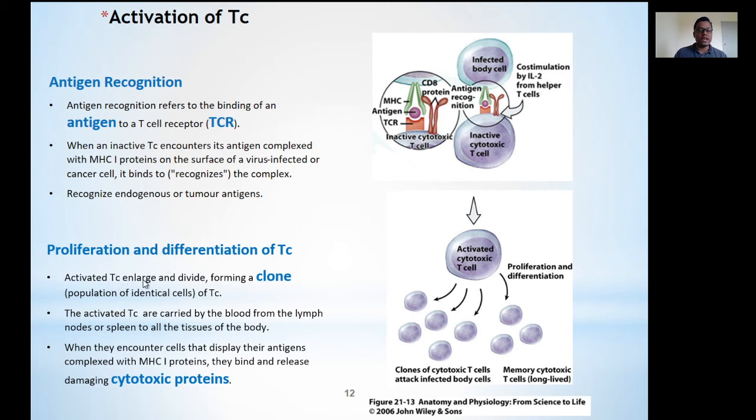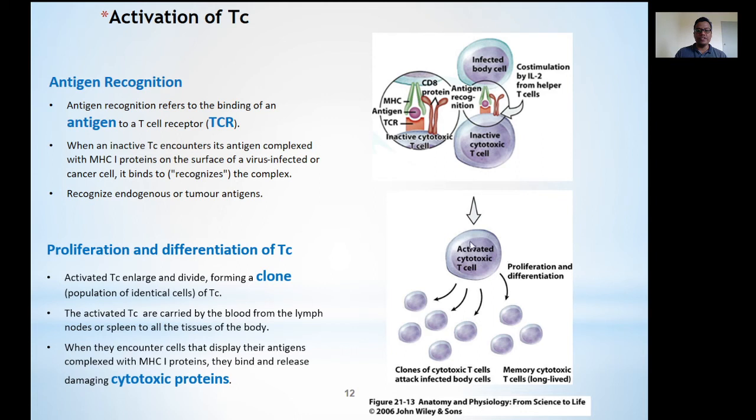Activated TC enlarge and divide, forming a clone, a population of identical TC cells. A lot of clones are being produced. The activated T cells are carried by the blood from the lymph nodes or spleen to all over the body. When they meet the abnormal cells that display the antigen complex they recognized earlier, they will bind to it and then kill the cell by releasing damaging cytotoxic proteins.